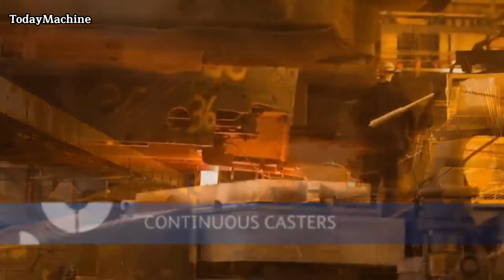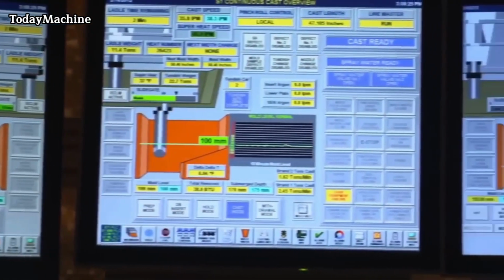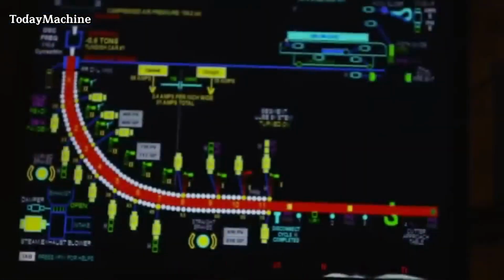In the BOF process, the molten iron is transferred to a BOF vessel, which is a large pear-shaped container lined with refractory materials to withstand the high temperatures and chemical reactions. Oxygen is blown into the molten iron through a water-cooled lance.